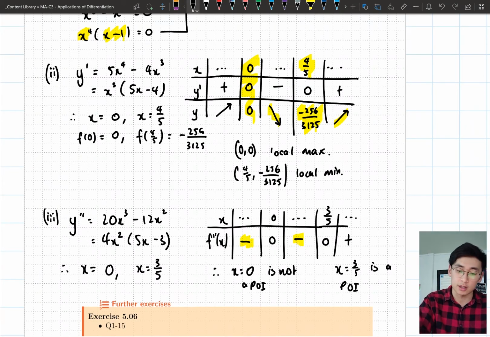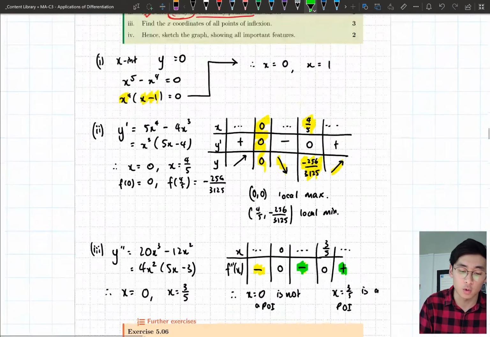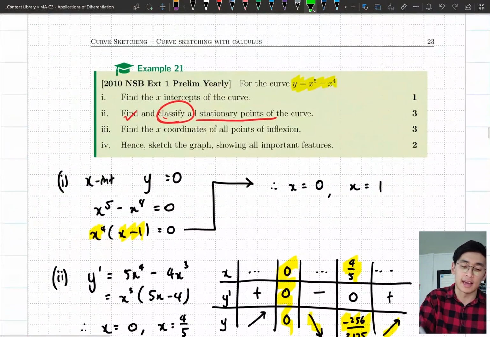Because if you notice here, this time, I have a negative on one side and I have a positive on the other. We have a sign change. So because we have a sign change in the second derivative, x is equal to 3 over 5 is a point of inflection.